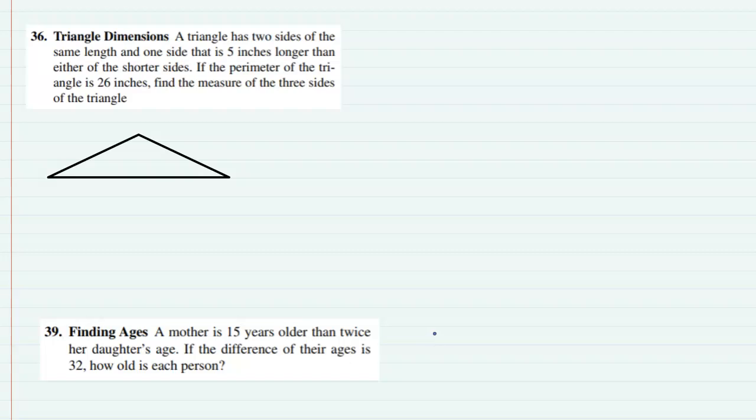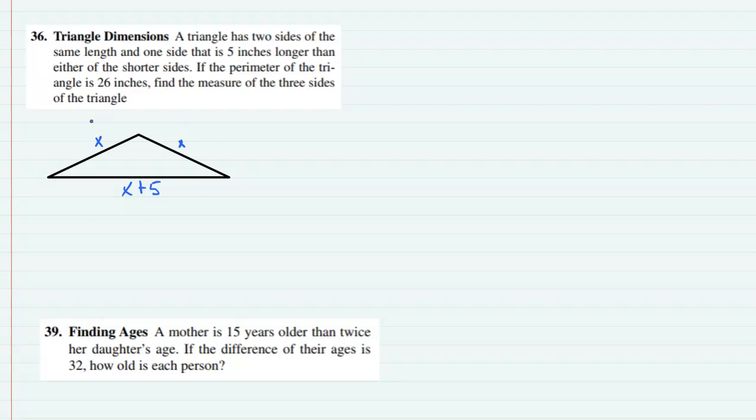All right, the next one is the triangle. A triangle has 2 sides of the same length and one side that is 5 inches longer than either of the shorter sides. If the perimeter of the triangle is 26, find the measure of the 3 sides. So I'm going to make this and this side my 2 equal sides because they look pretty equal. Those are both the sides with the same length, and the other side is 5 inches longer. So that means that this one is x plus 5.